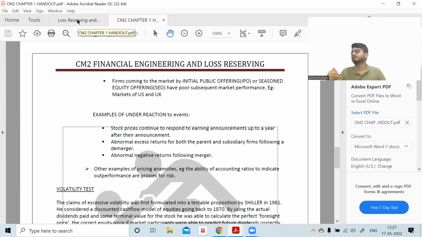Because if somebody else is selling the shares, then why should you buy it? Especially if the owners of the company, or the current investors of the company, are selling the shares. So it tends to be seen that whenever, at a particular point in time, a high number of IPOs come, it is followed by a poor performance in the market.